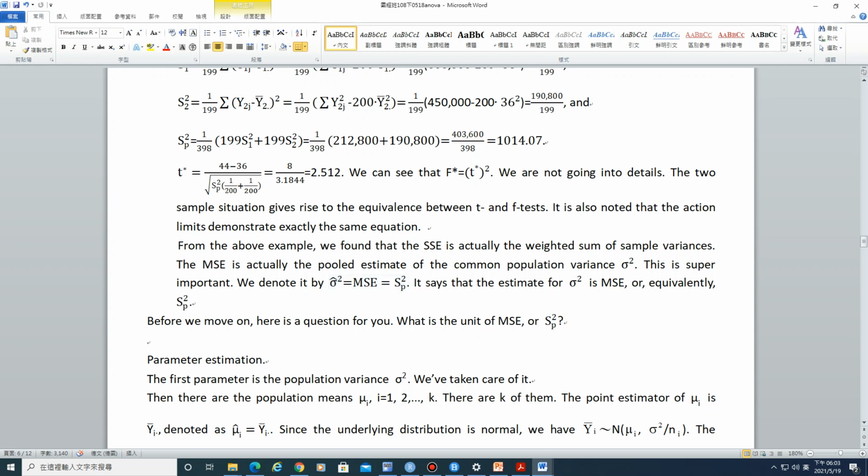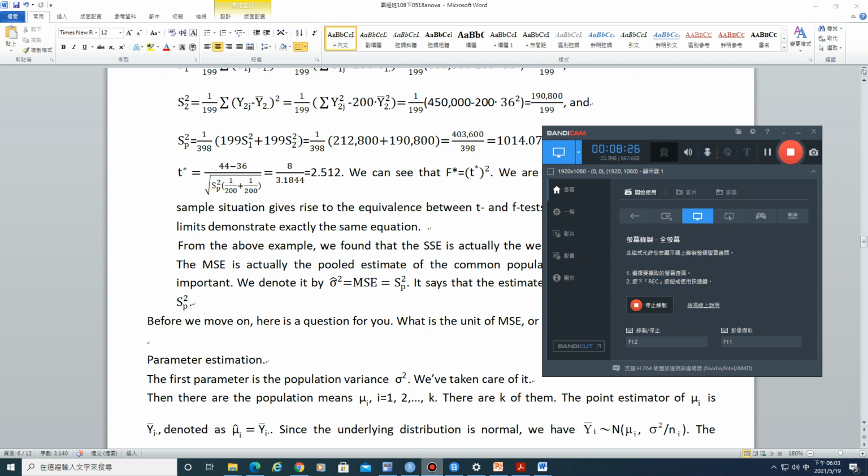Sometimes this symbol Sp squared is also used. It says that the estimate for sigma squared is MSE, or equivalently Sp squared if you use it. I believe in our book this symbol is also used.